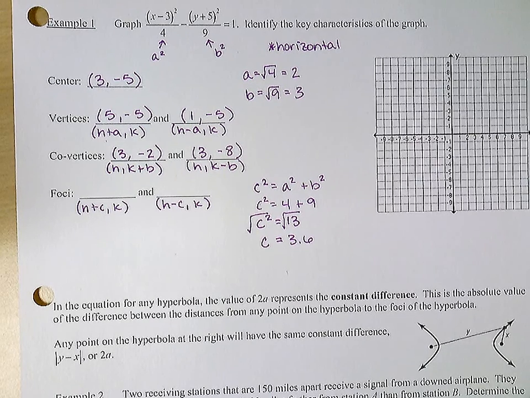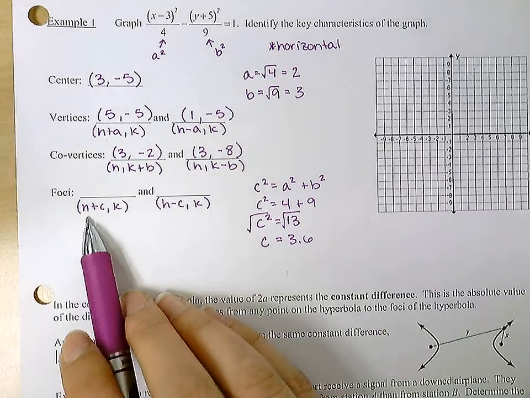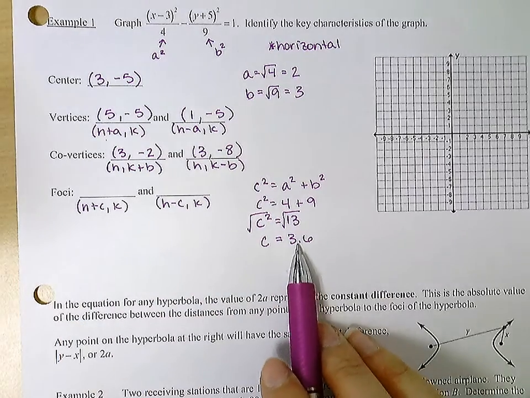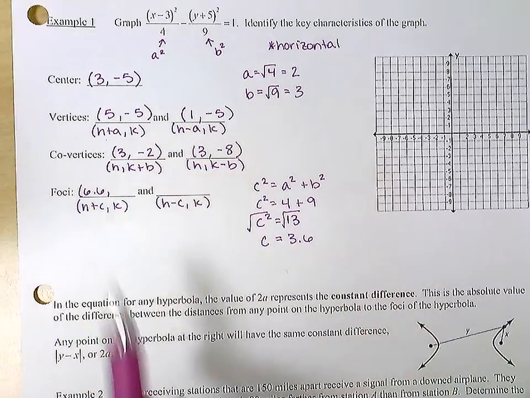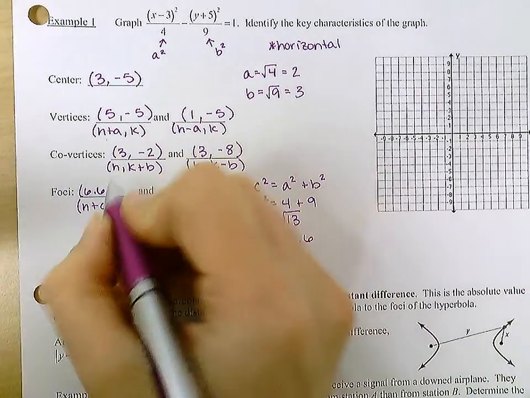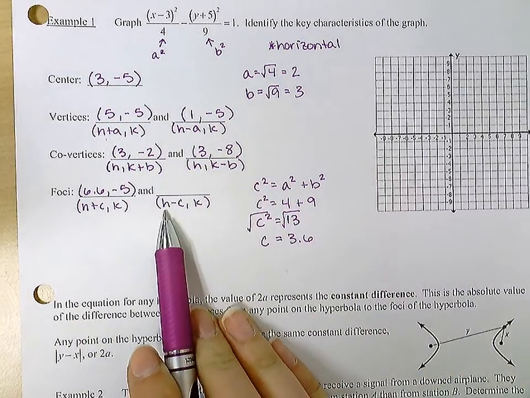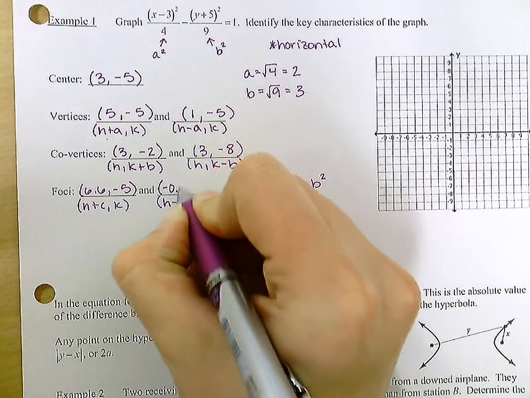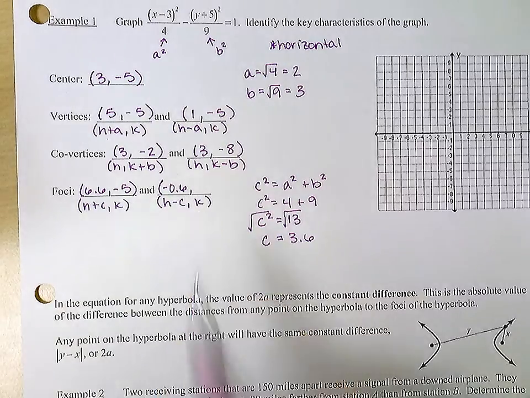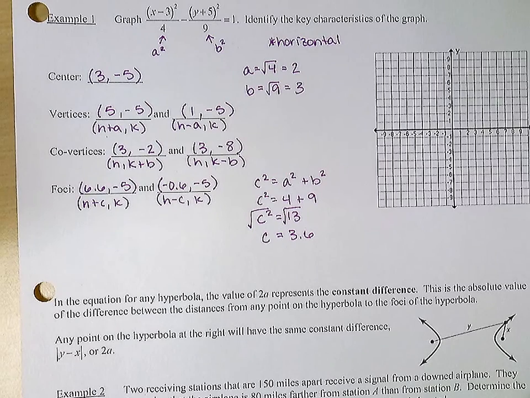That way we can plug that c value in to each of those coordinates. So we're going to take our h value, which is 3, add on 3.6 to get 6.6, and then keep k the same at negative 5. Then take our h value 3, subtract 3.6 to get negative 0.6, and then keep k the same at negative 5. So these are your key characteristics of your graph.